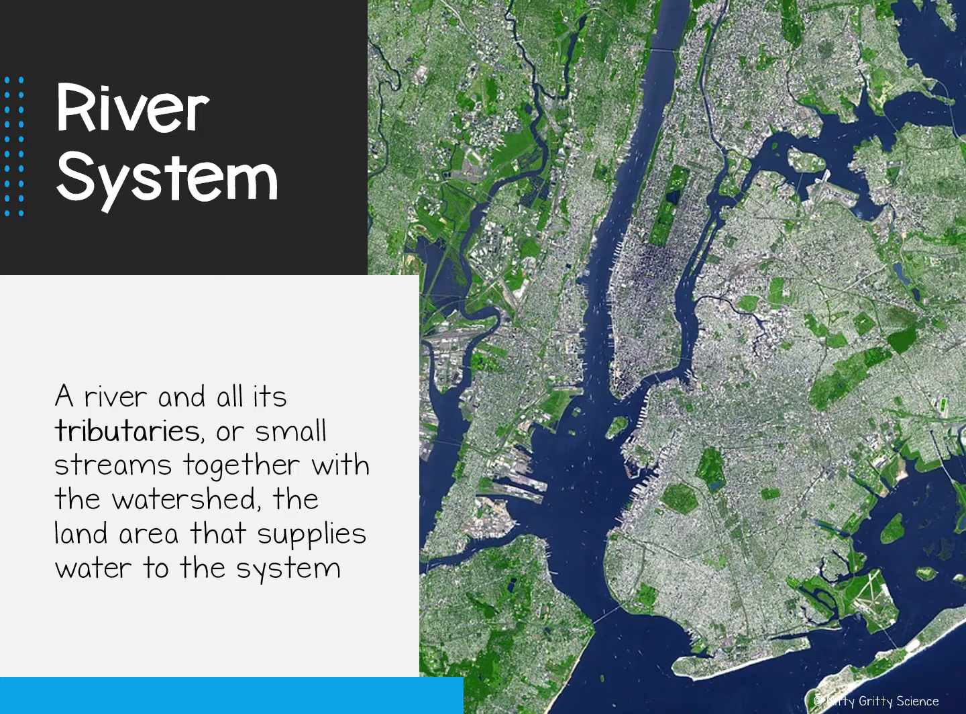The land area that supplies water to the river system is called a watershed. If you were to look up a watershed, or the land that supplies water to the Mississippi River, you would see it is absolutely enormous and covers more than 3 million square kilometers.